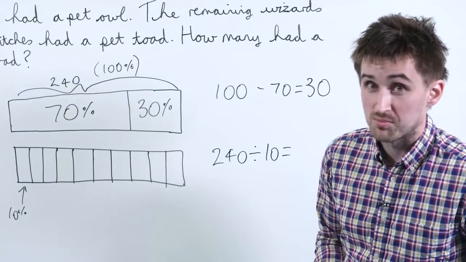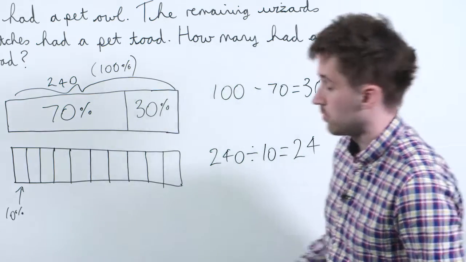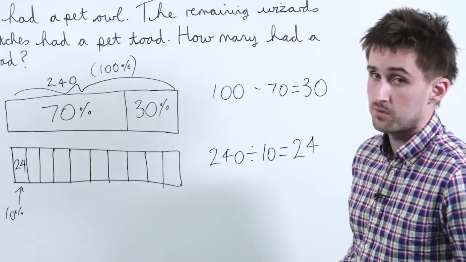You can get a pupil up to the board to answer this out if you wish. The answer is 24. So each part here is worth 24.